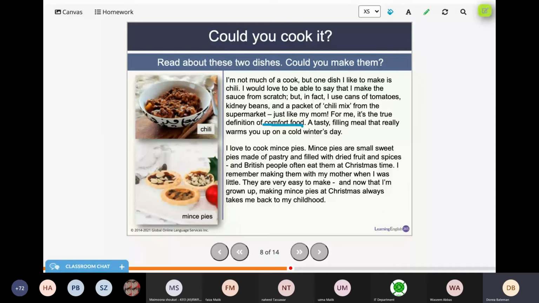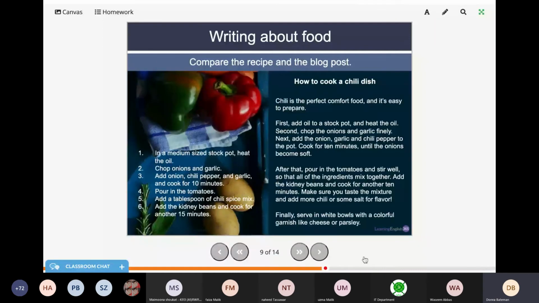Okay, we're going to start looking at how we write about food. And we've got two versions on the screen of essentially the same thing. On the left, we've got numbered 1 to 6. We've got the basic recipe, how to make a chili. Okay? And on the right, we've got part of a blog post. This is something that you would read online. It goes into a lot more detail about how to prepare the chili dish.